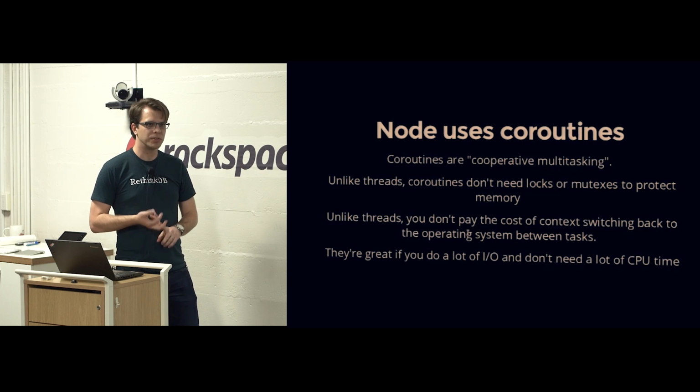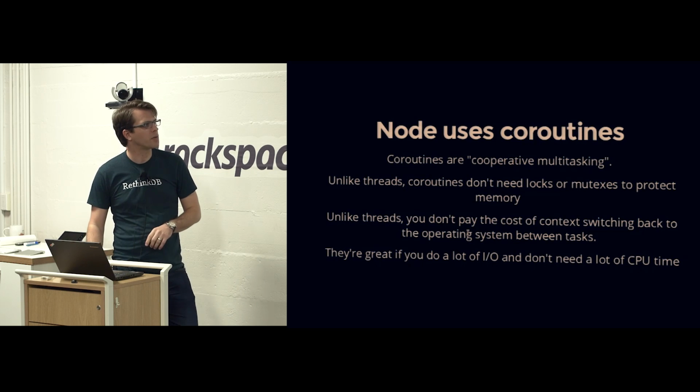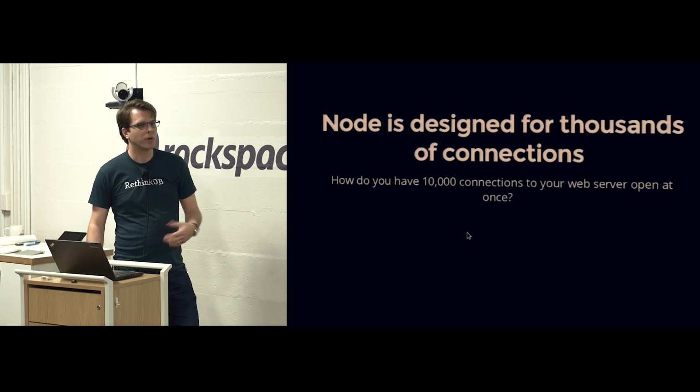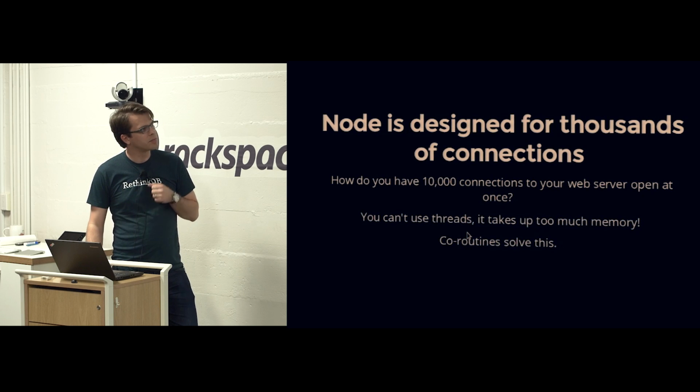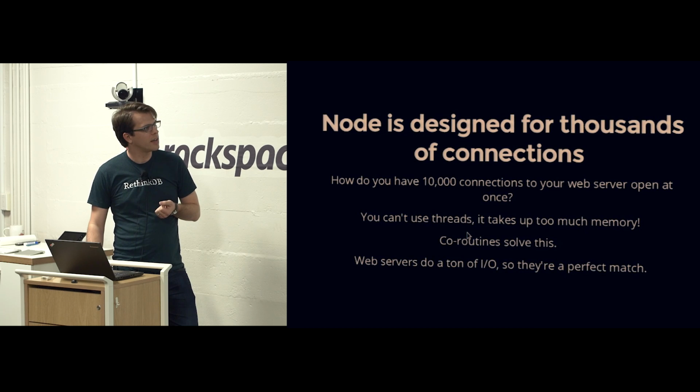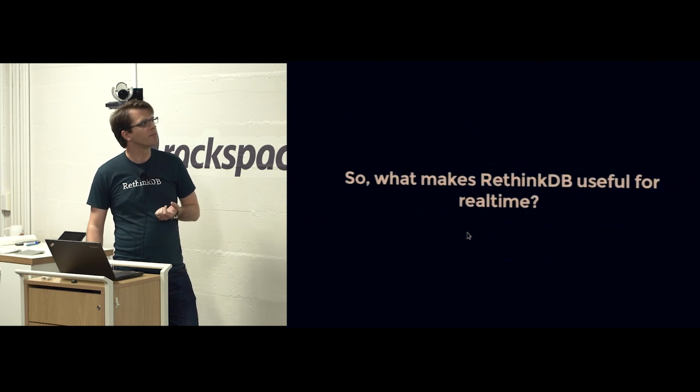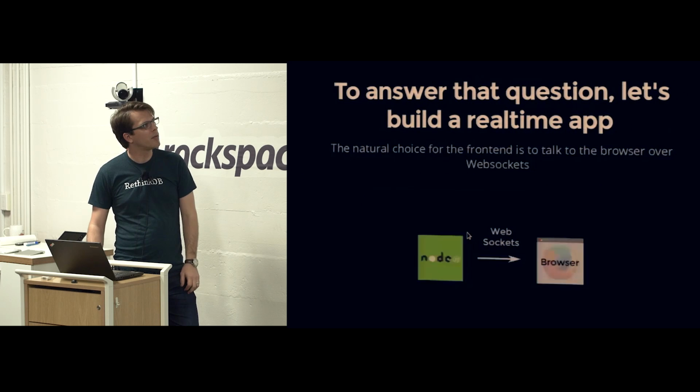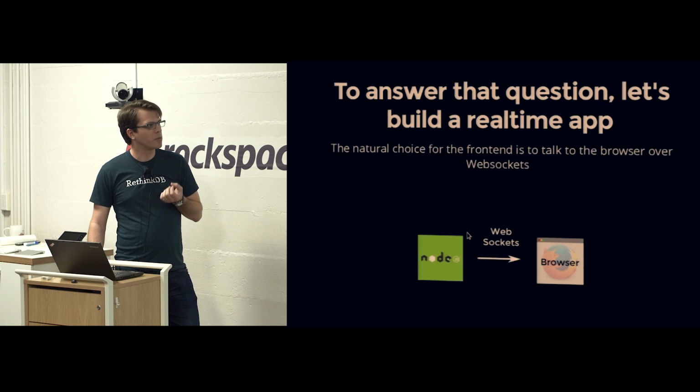If you're doing a ton of CPU stuff, you can't escape using processes or threads if you want to share. But web servers are mostly I/O, so this is totally natural. This is why Node makes sense. OK, so why is RethinkDB useful for real time? If we're building a real-time app, we're going to have WebSockets between Node and the browser.